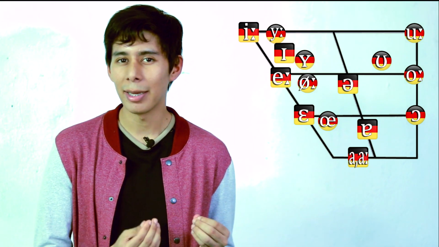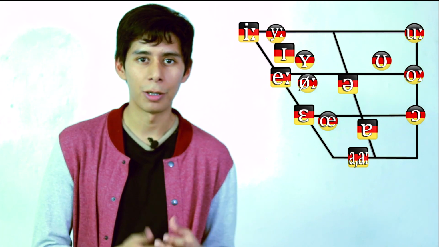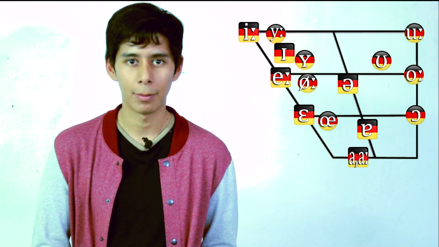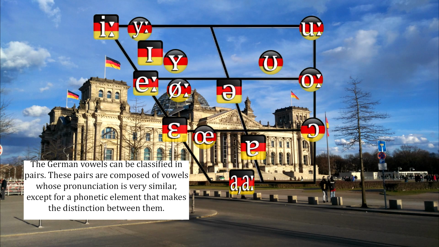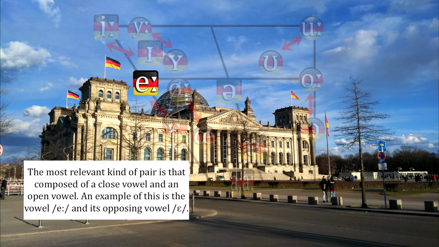Before I begin explaining each one of these vowels, there are some important features that we need to know about the German language regarding vowels. The German vowels can be classified in pairs. These pairs are composed of vowels whose pronunciation is very similar, except for a phonetic element that makes the distinction between them. The most relevant kind of pair is that composed of a closed vowel and an open vowel. An example of this is the vowel e and its opposing vowel e.